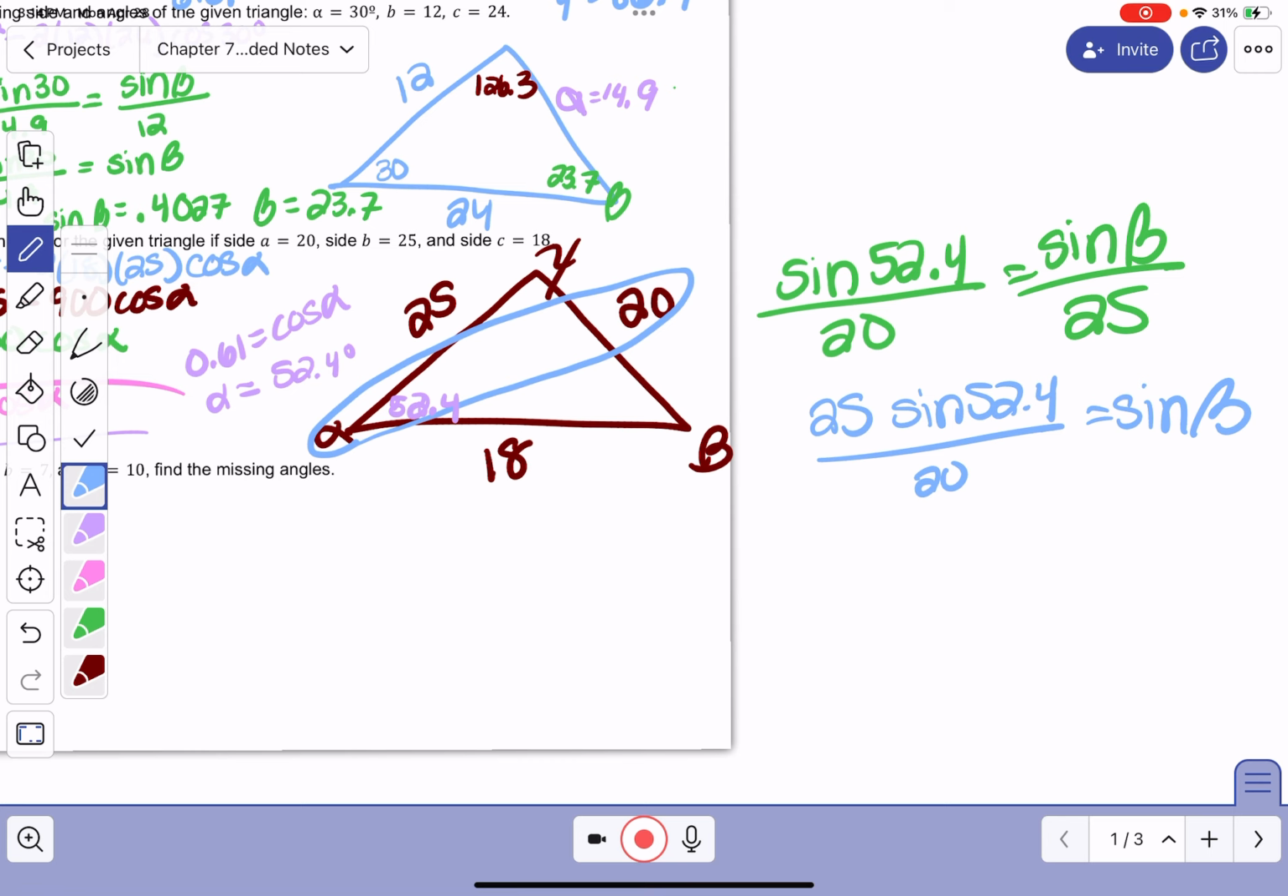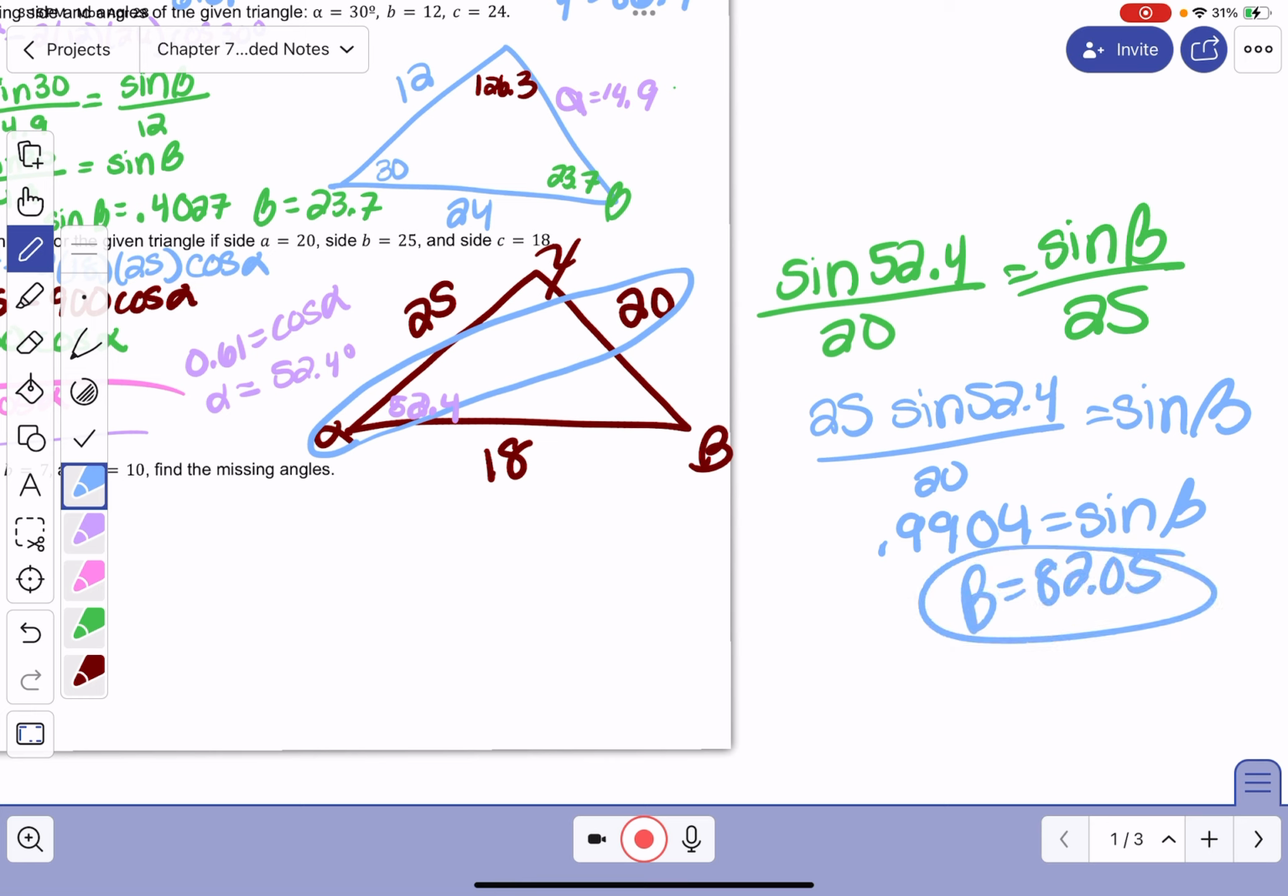Oh, well, yes. The problem only asked for one, but I'm going to show you how to find all of them so you can do the next one. So 25 sine 52.4 divided by 20 is 0.9904. And then we're going to do inverse sine. So we get beta equals 82.05. And then 180 minus 52.4 minus 82.05 gives us 45.55.